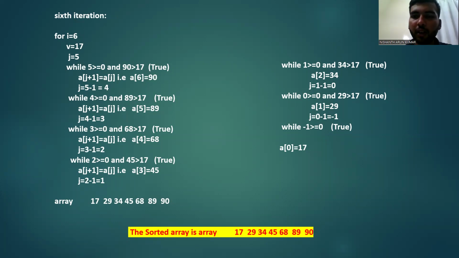So that it becomes true. E of 1 is equal to 29. J is equal to 0 minus 1, which is equal to minus 1. While minus 1 is greater than or equal to 0 becomes false, so E of 0 is equal to 17. Then the array becomes sorted. It becomes 17, 29, 34, 45, 68, 89, 90.